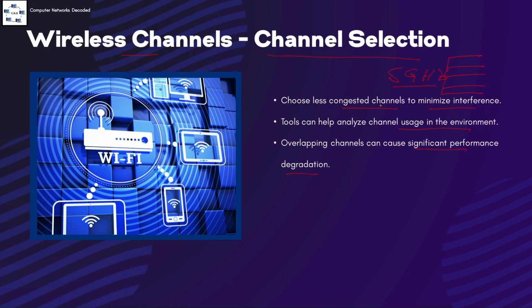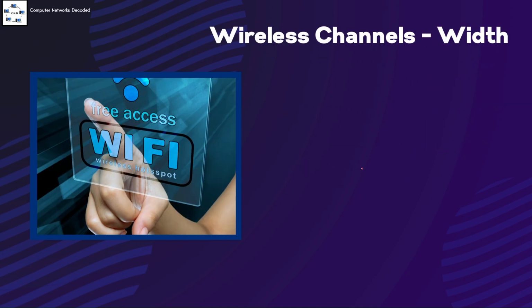What does this mean? This means that let's suppose you are using channel number 1 and the same channel is, let's suppose, also used by another access point nearby. Since both are using the same frequencies and same channel, there will be interference and performance will be degraded. So what is the channel width?